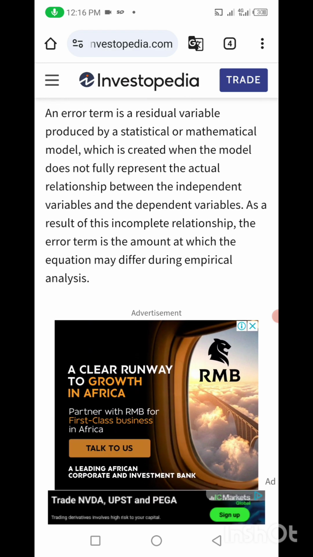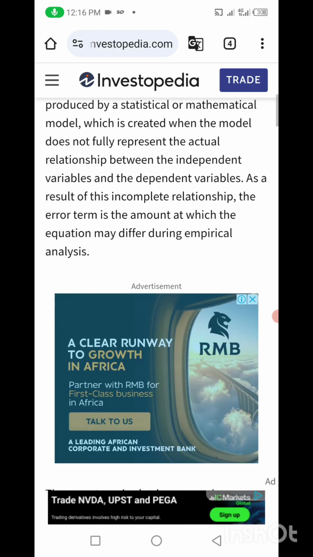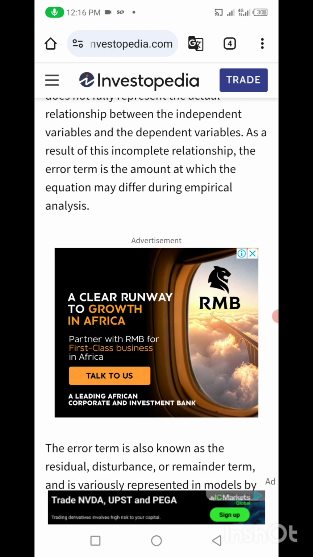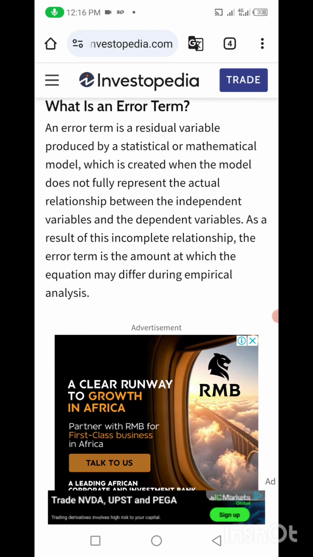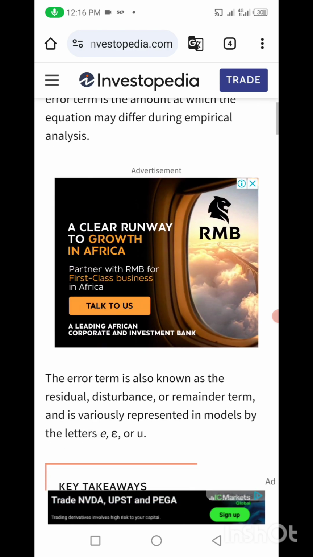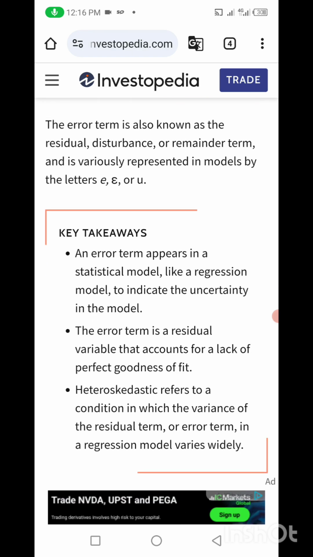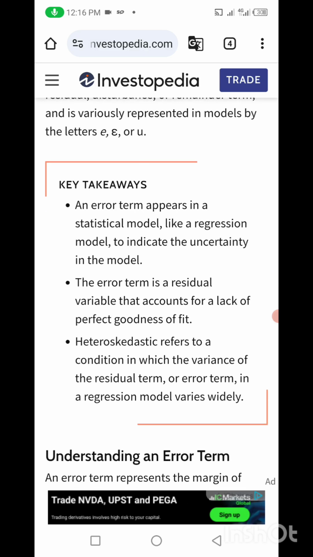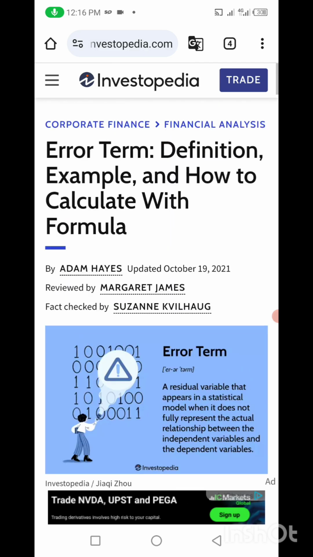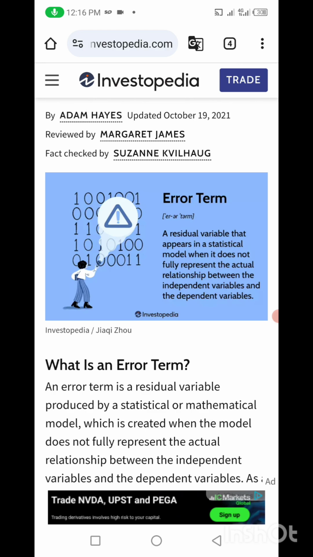As a result of this incomplete relationship, the error function is the amount by which the equation, that is the correlation equation, may differ during empirical analysis. The error term is also known as the residual, disturbance, or remainder term, and it is variously represented in models by the letters E, epsilon, and U.